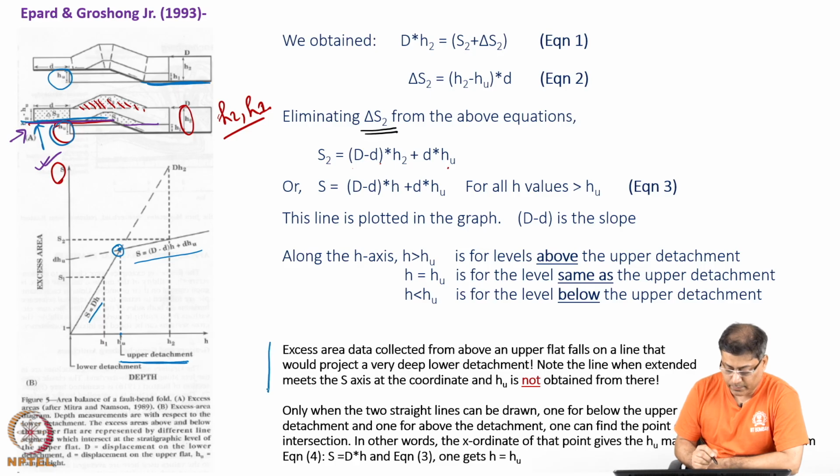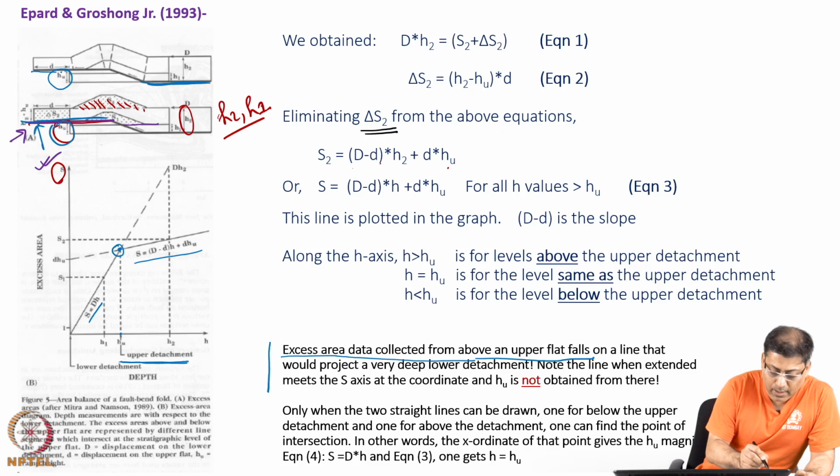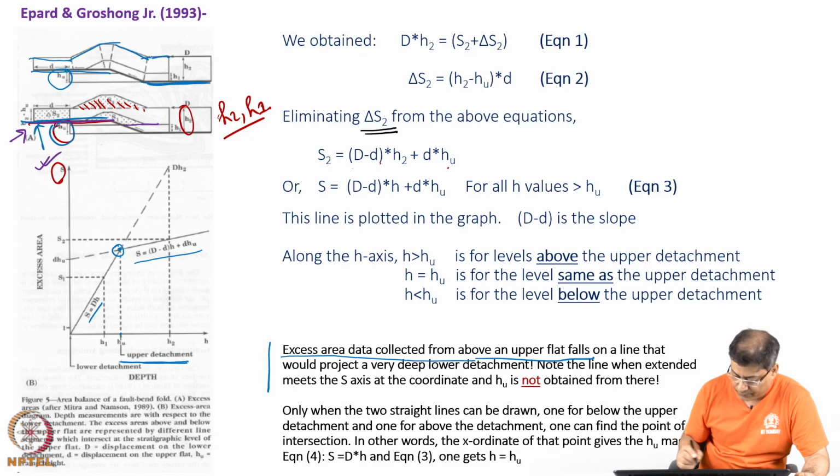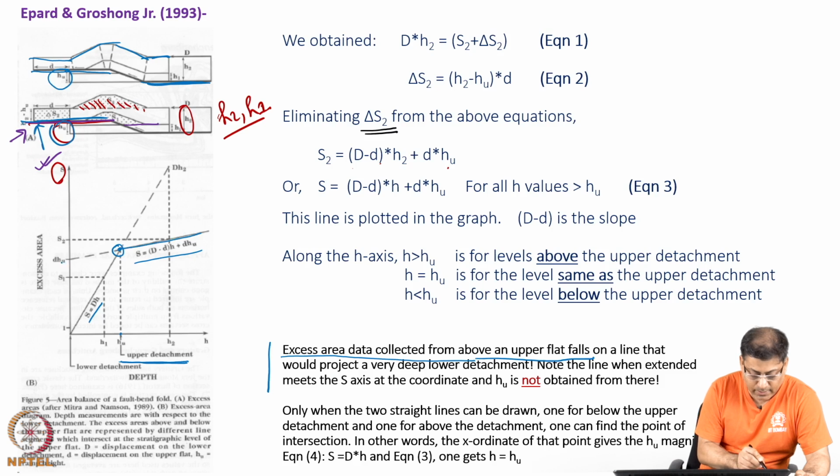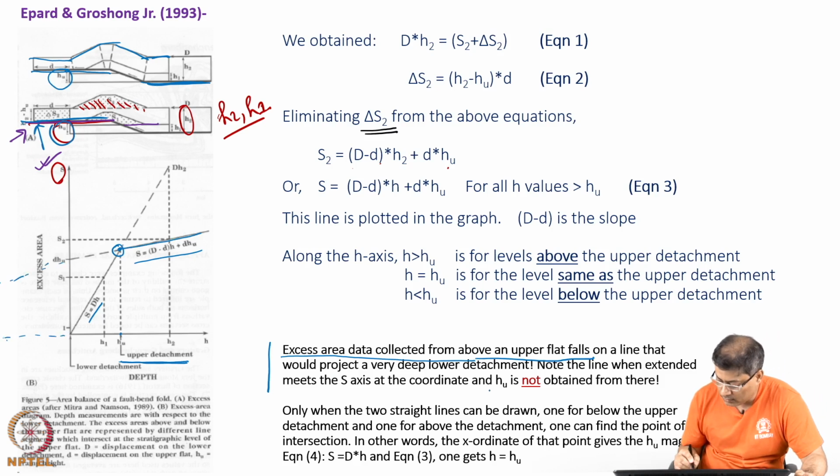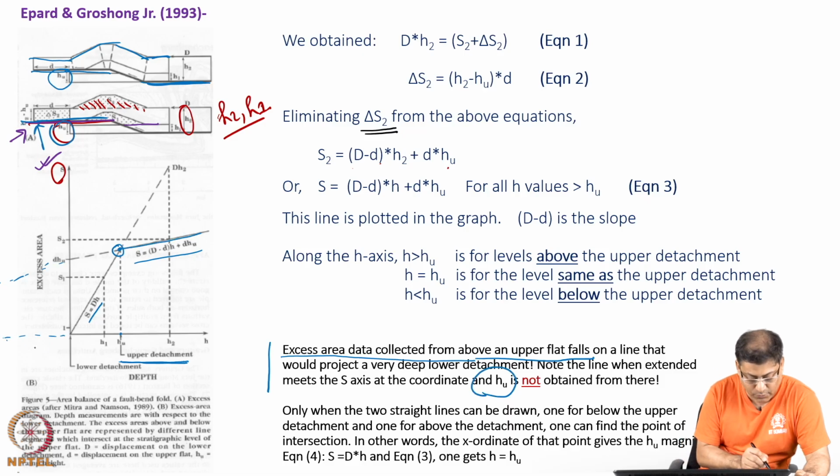Let us understand this statement: excess area data collected from above an upper flat. That means this is my upper flat. For any layer above the upper flat, such as this particular layer I have worked out, I try to find the excess area, and we draw this line. If I extend this line, it will intersect the h axis somewhere, but that will not give us the Hu value, because the Hu value is not there, the Hu value is here.